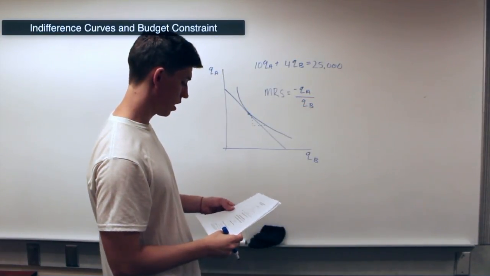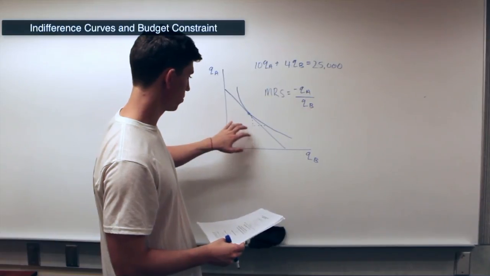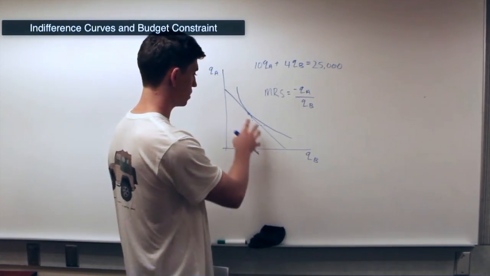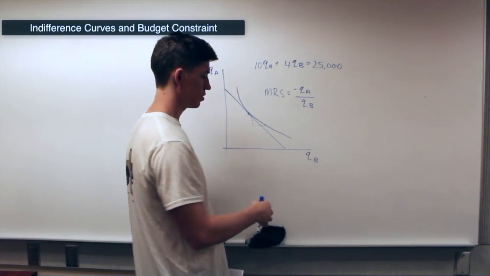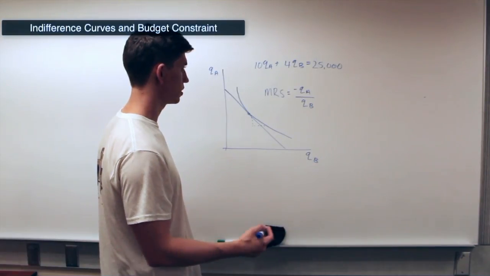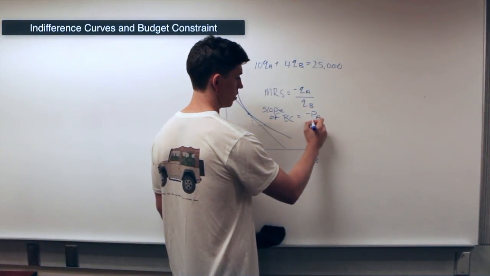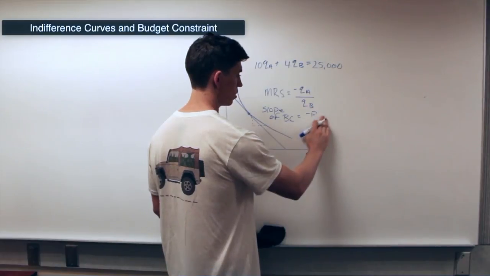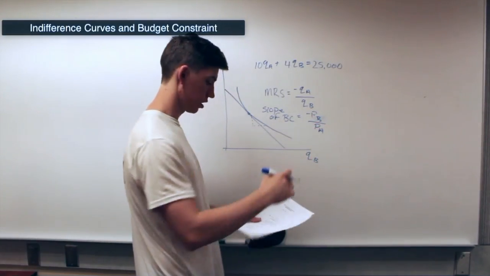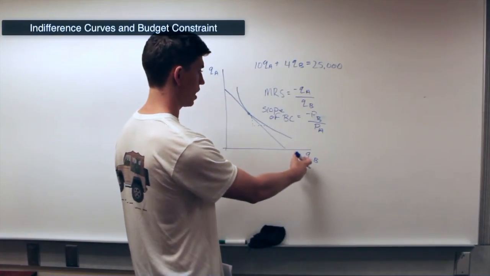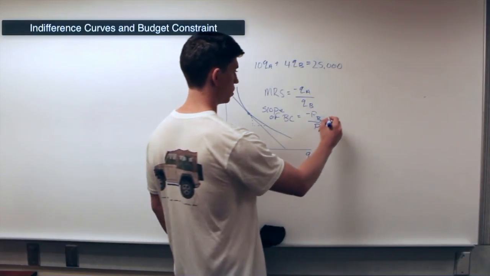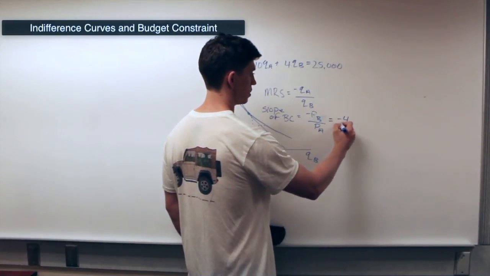And then we just need to find what the slope of this budget constraint is. And it turns out that in this setup, with QB on the x-axis, that's just going to be negative price of B over price of A. So the price of the good on the horizontal axis divided by the price of the good on the vertical axis, which is just negative 4/10.